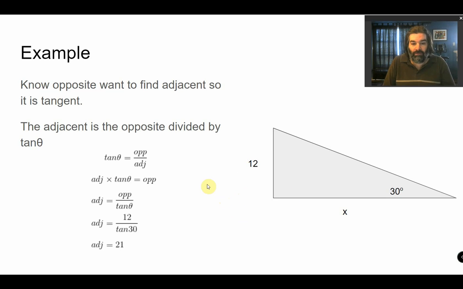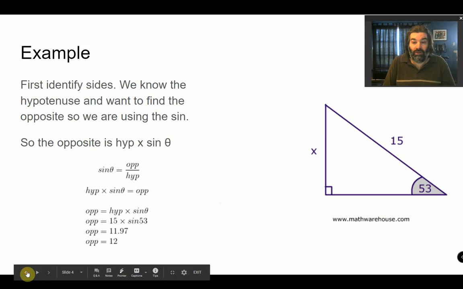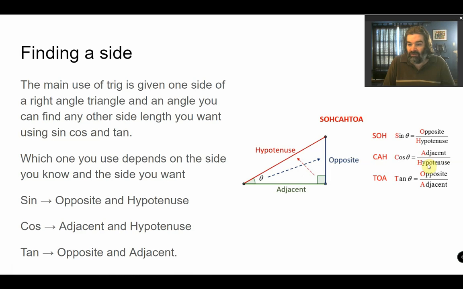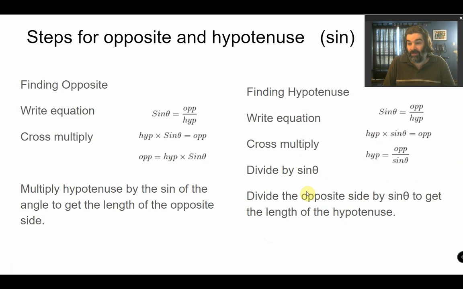So the thing to remember is, what is the order? And which one do we use? So this is the really important thing to remember. Sine is opposite and hypotenuse. Cosine is adjacent and hypotenuse. Tangent is opposite and adjacent. SOH CAH TOA. So the first thing you do is identify the sides of the triangle, then figure out which thing you're using, sine, cos, or tangent, then figure out which one you're trying to find. Once you've got that, here's the math.